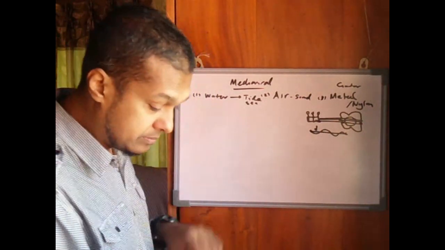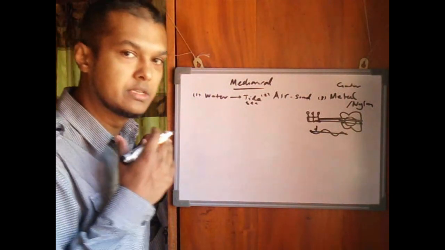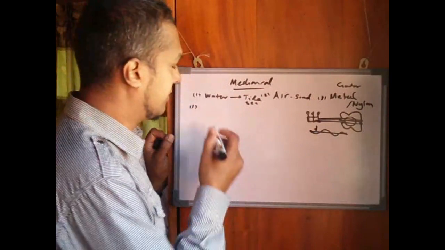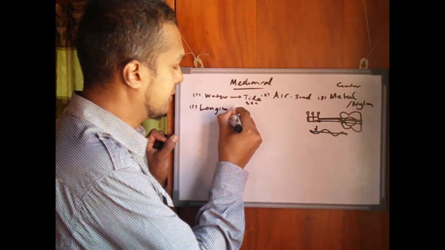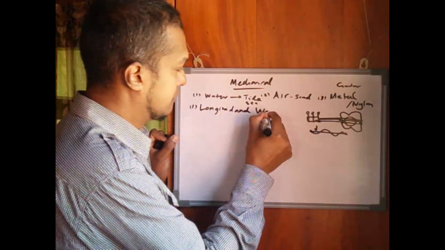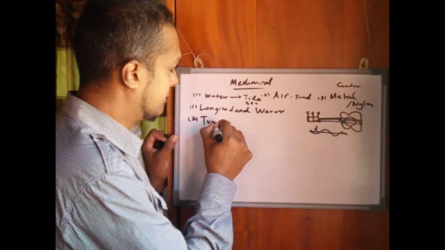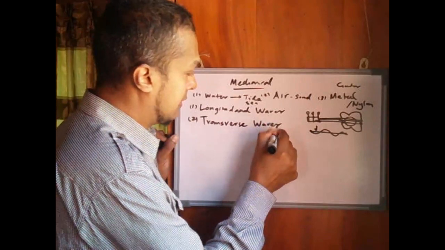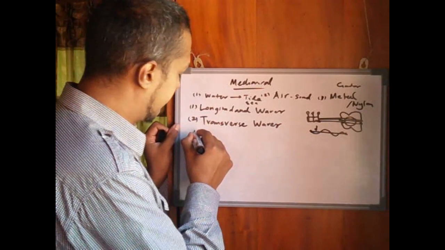Now we're going to discuss what the types of mechanical waves are. First, let's look at the first type. It's called longitudinal waves. The second type is called transverse waves. So let's discuss the first one, the longitudinal waves.